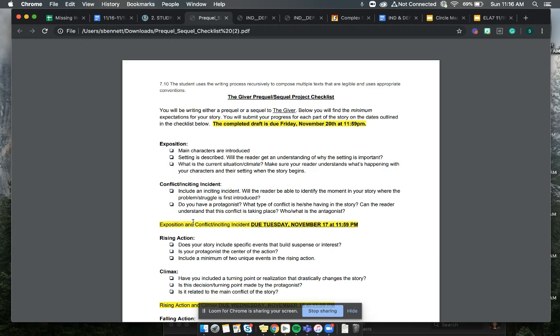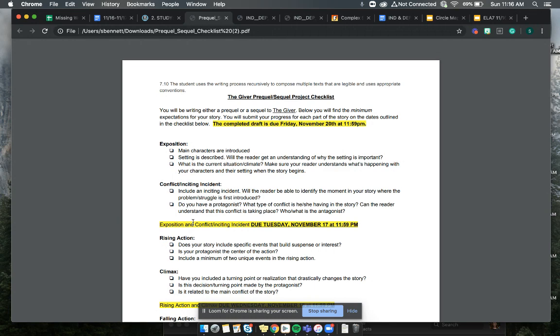You're either going to be writing a prequel, which is a story about what happened before the book, before The Giver. And then if you circled something on the right side, then you are going to be writing a sequel, which is a story that happens after The Giver ended.